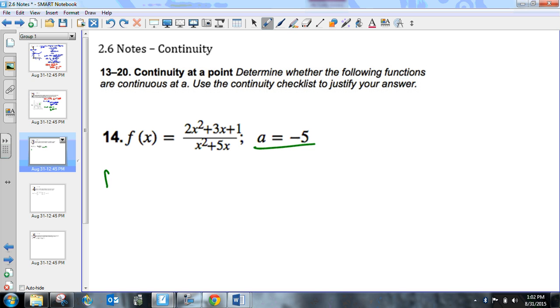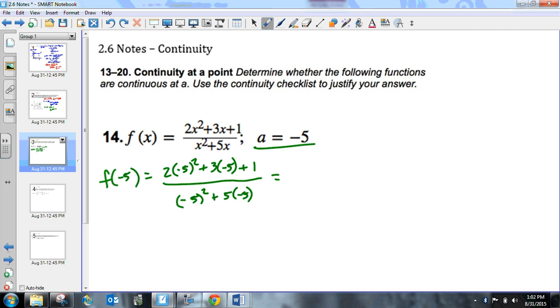So here's what I'm going to do. I'm going to plug in f of negative 5. If I plug in negative 5, I get 2 times negative 5 squared plus 3 times negative 5 plus 1, all over negative 5 squared plus 5 times negative 5. Here's what I notice in my denominator: I get 25 minus 25, which gives me a 0 in my denominator. So this is undefined. Okay, so automatically, if my function is undefined, then I don't really have to do anything. I just know that it's not continuous at negative 5.